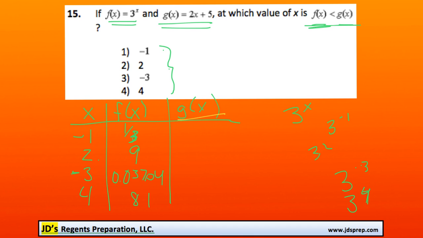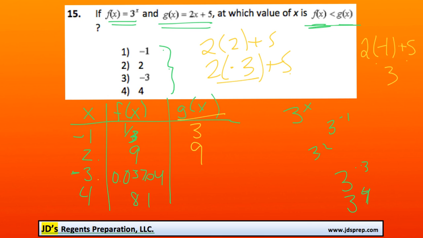Now let's compare that to g of x, which is 2x plus 5. So if x is -1, it'd be 2 times -1 plus 5. That would get us -2 plus 5, which is 3. If x is 2, it'd be 2 times 2 plus 5, which is 9. And if x is -3, 2 times -3 plus 5, -6 plus 5 is -1. And for the last one, we would do 2 times 4 plus 5. That's 8 plus 5, which is 13.